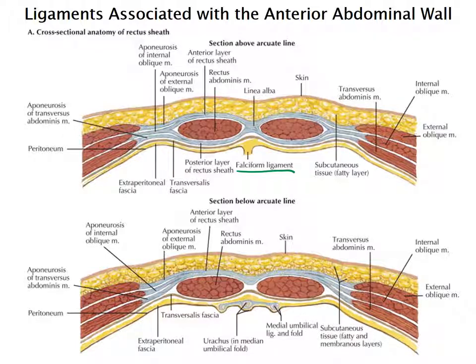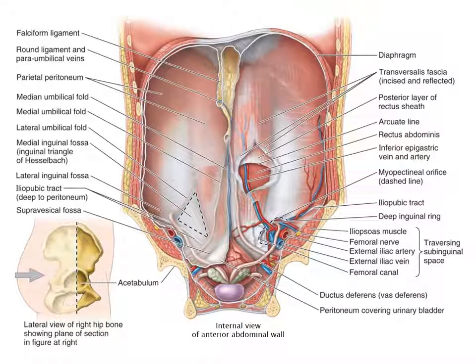Below the umbilicus are the median, medial, and lateral umbilical folds that contain the obliterated urachus, the obliterated umbilical artery, and the inferior epigastric vessels, respectively. Here is a better view of these structures. Notice again the falciform ligament. It is sickle-shaped, running from the liver to the anterior abdominal wall. At the lower free margin of the falciform ligament is the round ligament of the liver, and running within it are the paraumbilical veins that drain the subcutaneous venous plexus.